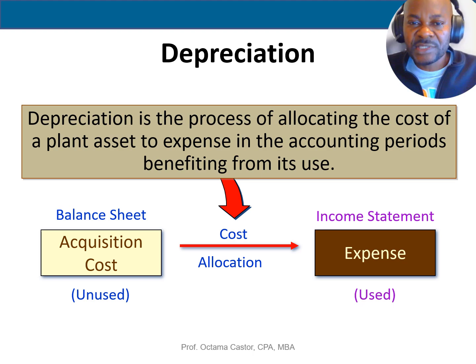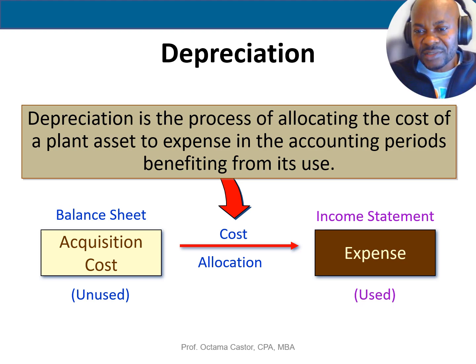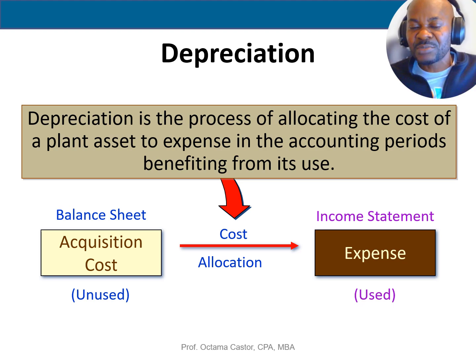Depreciation is the process of allocating the cost of plant asset to expense while it's being used by your business. Depreciation does not measure the decline in the asset's market value or its physical deterioration. It's just the process of allocating the cost you paid for the asset over the period of time that you expect to use it in your operation to generate revenue.